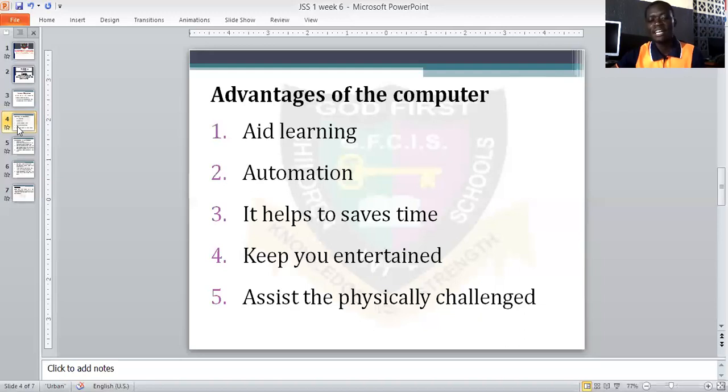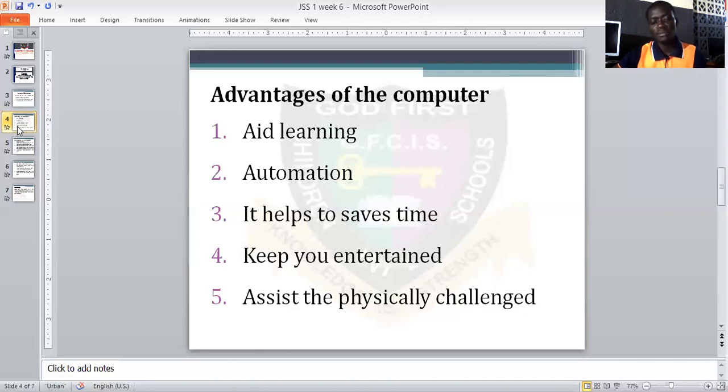Another one is it helps to save time. Like we all know, computer is helping us to save our valuable time. The time we need to use for other things, we now have more time to use for them. Reason being that the computer itself is helping us to properly manage how we use our time and how we use our resources. So computer is helping us to save time.